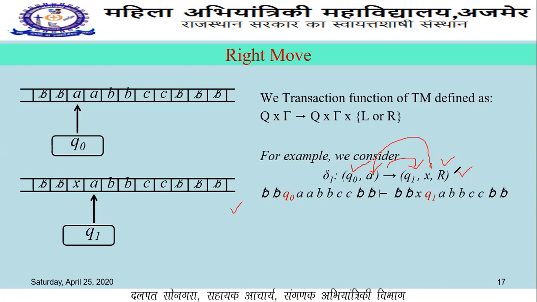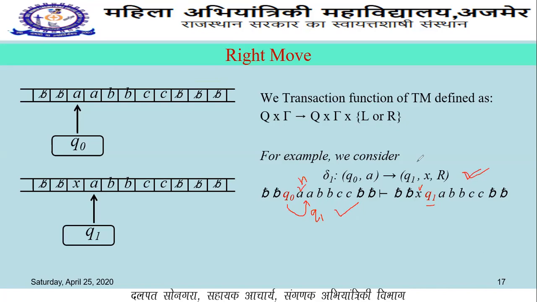So when we perform this delta 1 at this instantaneous description, then this q0 is moved to this side, and this becomes q1 after moving. Okay, and this A is replaced by X. So you can see this transition in this sequence. This A is replaced by this X, and this q0 is moving in between X and A like this. So we applied this delta 1 at this instantaneous description or ID. Okay, hope this is clear.